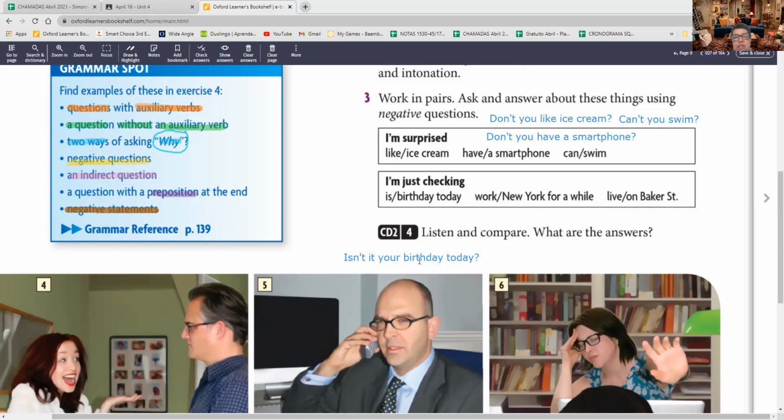Here in this question, we are checking information. I just want to make sure I'm giving you the present or I'm sending you the card on the right day, right? Because I'm sending you a message, complimenting you for your birthday, and I'm not so sure if it's really today. So I want to check. Isn't it your birthday today? Right?